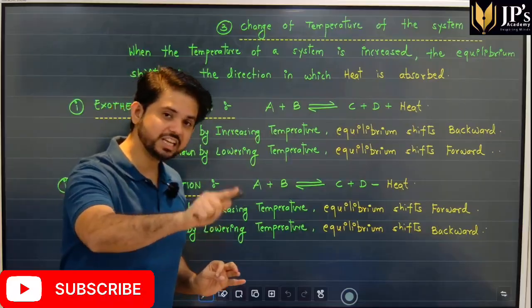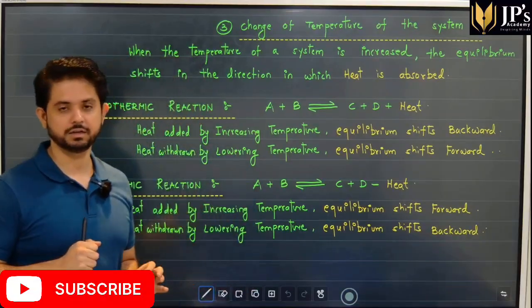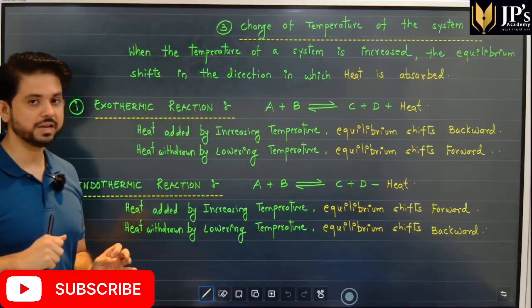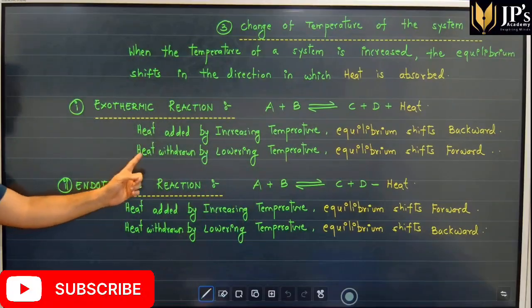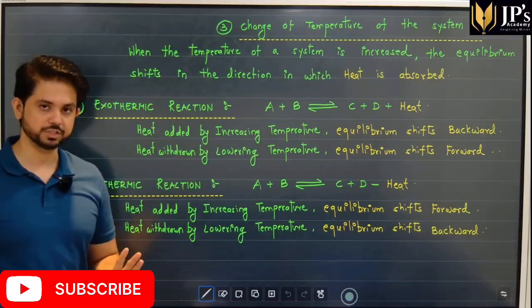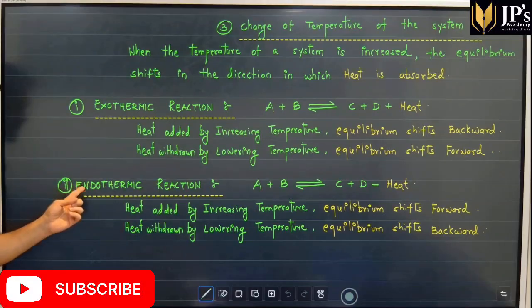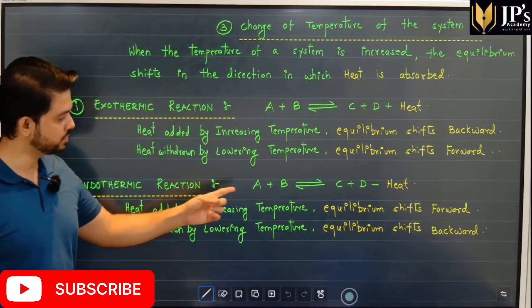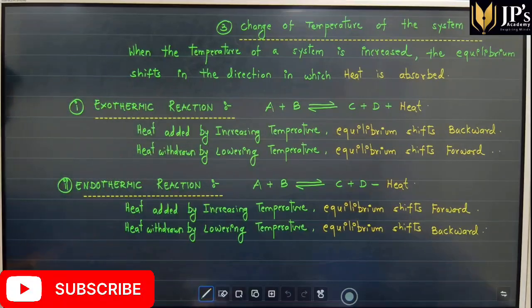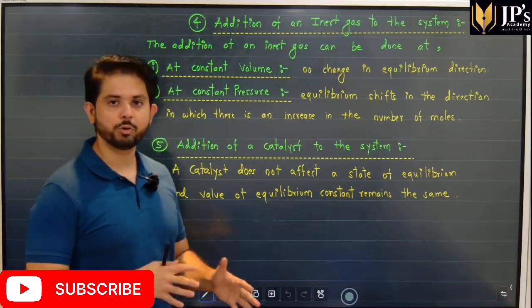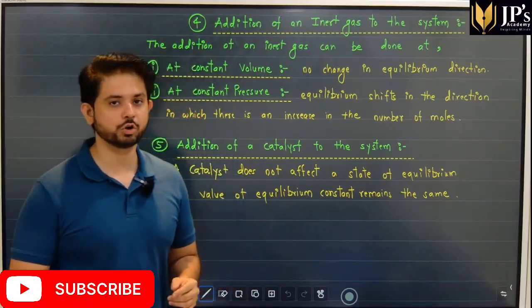And if you decrease the temperature, equilibrium will shift in forward direction, or if heat is withdrawn by lowering temperature. Similarly, students, if it is an endothermic reaction, observe exactly the opposite will happen. You can pause the video, copy all these points, make your own short notes.